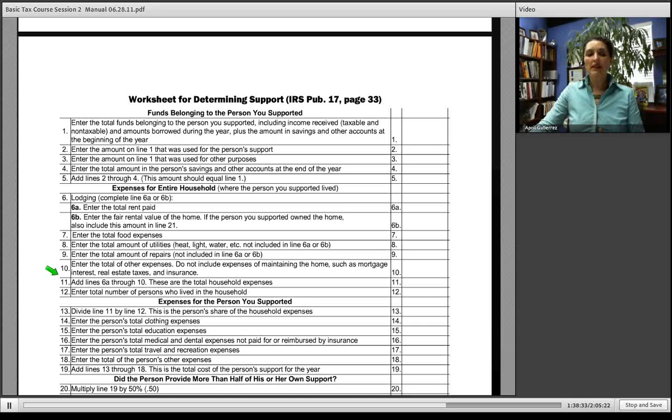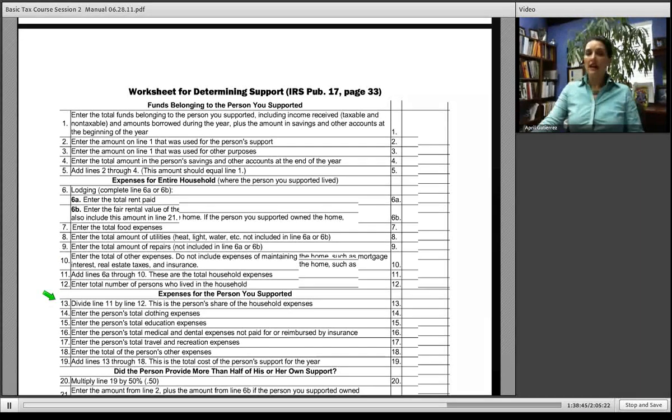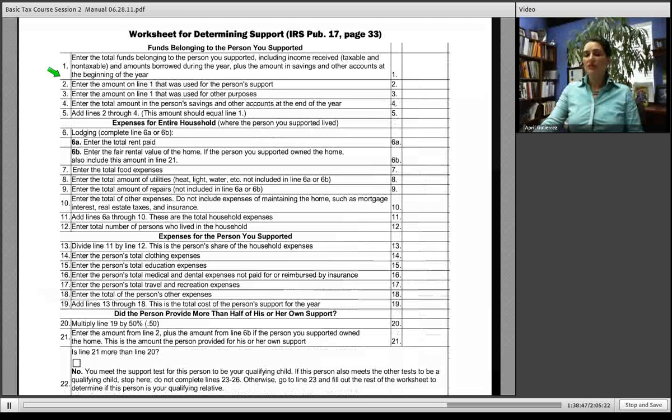Well, now what I have to do on line 12 is enter the number of people who lived with me in that household, because when I pay to keep up a household for myself and 3 other people, I'm really paying for the support of a household of 4 people, and not just the 1 person that I'm passing under the support test up here. Next stage is to look at the expenses that are directly allocable to the person I'm supporting, and that would include things like their clothing expenses, their education expenses, their medical and dental, travel and recreation. And how much did I provide directly for that person's support in those areas?